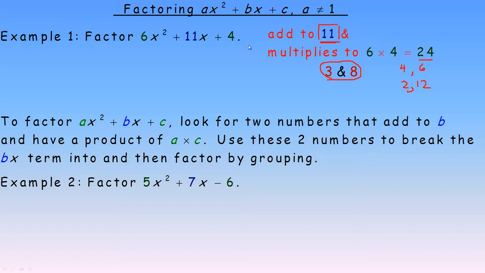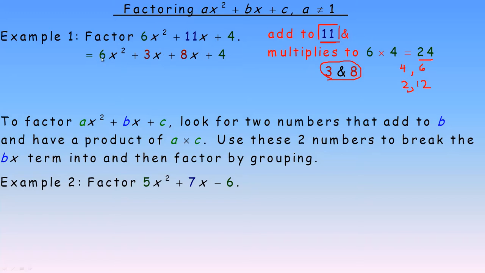So what we're going to do is rewrite the trinomial, and we're going to leave the first term alone and the last term the same. But we're going to break that 11x term down into 3x and 8x. That's what we're using the 3 and 8 for. So see, 3x plus 8x adds to 11x, so this is an equivalent form to this. And the reason I want to do that is because now I have 4 terms, and I can do some factoring by grouping. And factoring by grouping works like this.